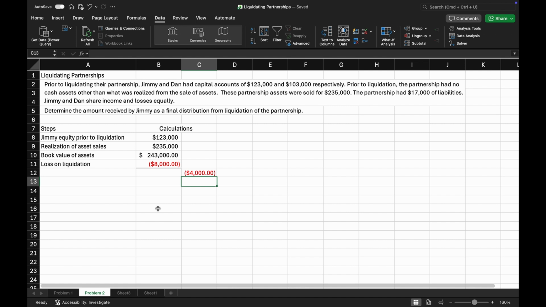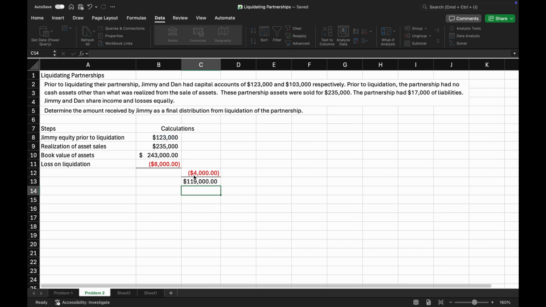Finally, we must calculate the final cash distribution by adding the beginning equity plus the allocated gain or loss. That'll be $123,000 plus negative $4,000, which comes out to $119,000 for Jimmy's final cash distribution.